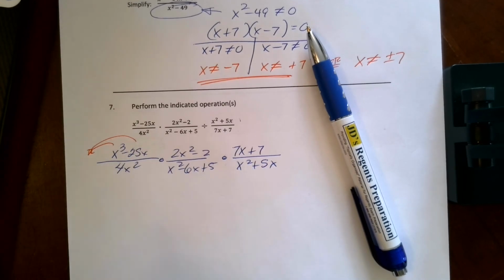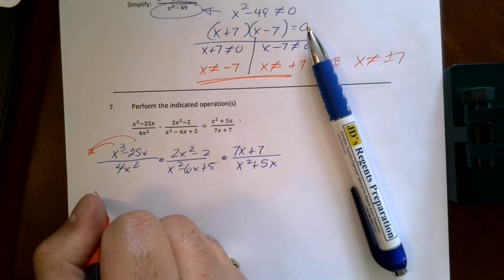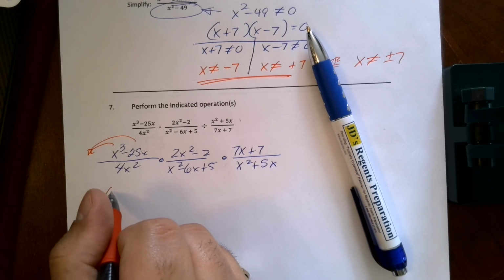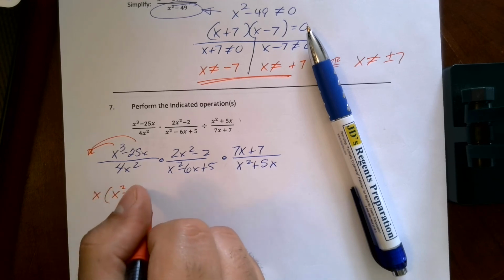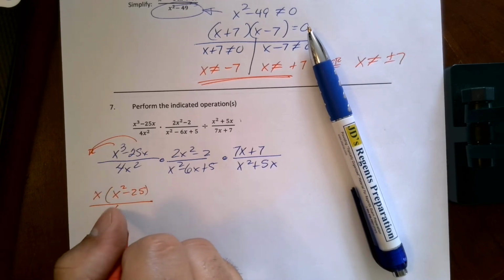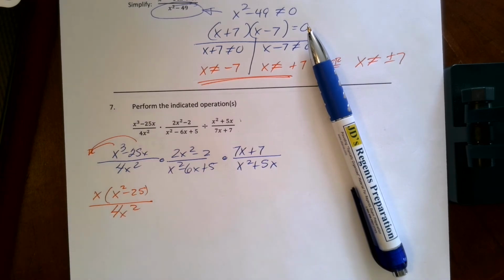Right? So right here I'm going to take out what they have in common. So here it just has x. So I'm going to have x squared minus 25 all over 4x squared. So I'm going to do that for each one of these.